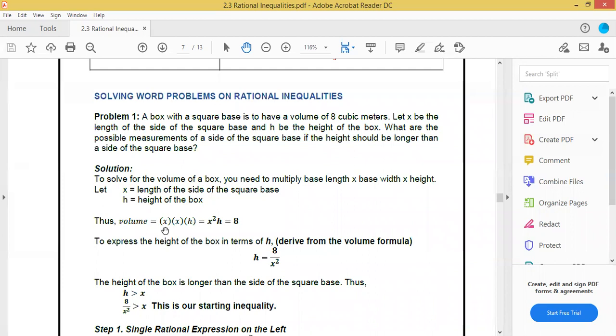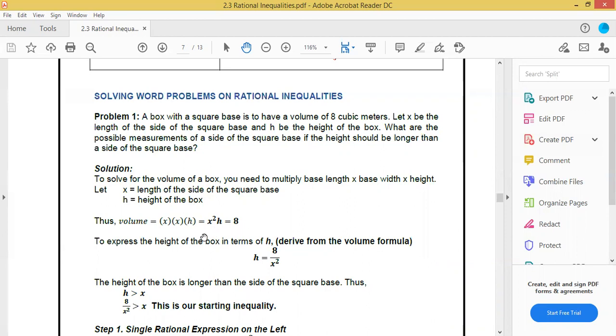So we say x times x times h. That's length times width times height. x times x is x squared h. And remember, the volume of the box is 8 cubic meters. So we say x squared h is equal to 8.